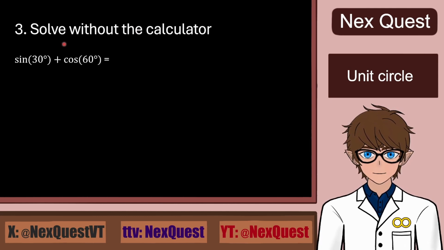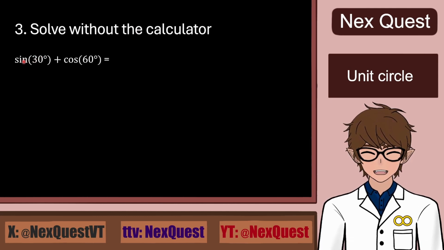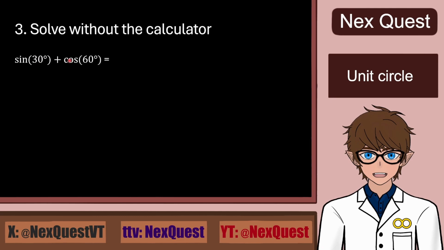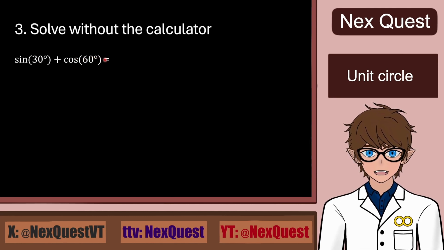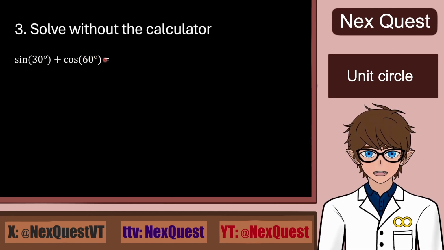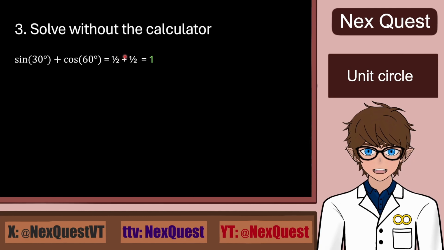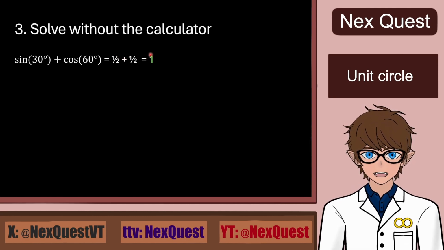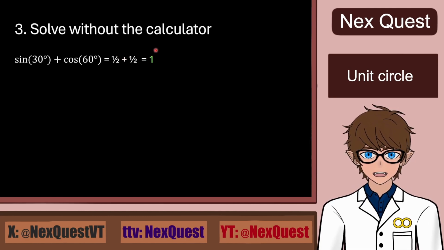Solve without a calculator the sum of sine of 30 degrees and cosine of 60 degrees. So we use the table and we see that both of them have a value of 1/2. When we add that together, we get 1, which is the answer.